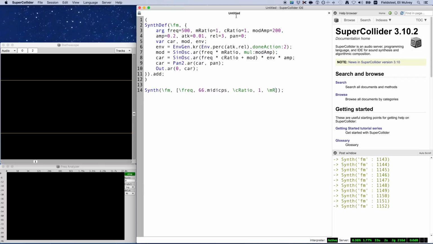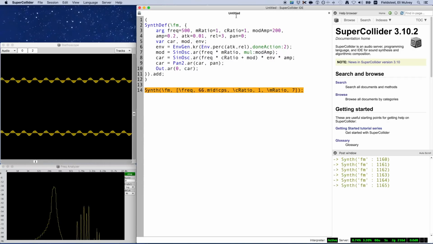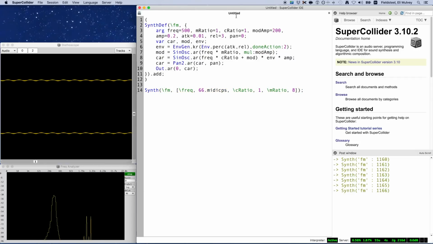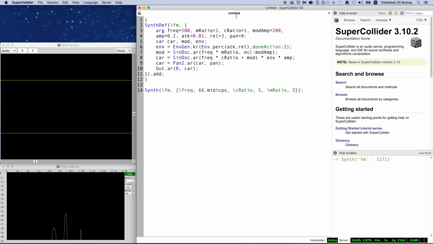If instead we increase the modulator multiplier by integers, the carrier stays put, but the spacing of the sidebands increases, so we get different combinations of specific overtones. And again, non-integer values tend to produce inharmonic spectra. You can modify both of these scaling factors at the same time. For example, here's a ratio of 2 to 3, 5 to 2.